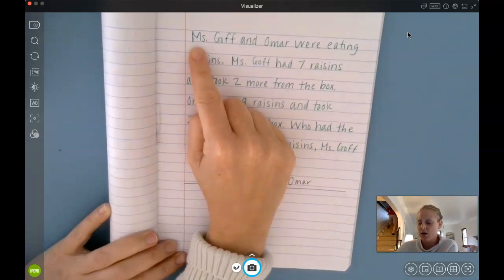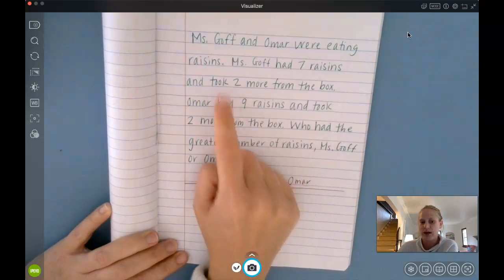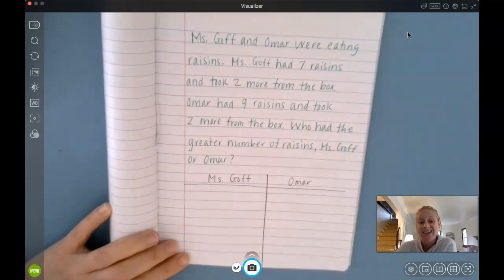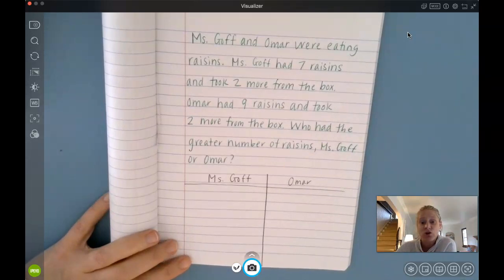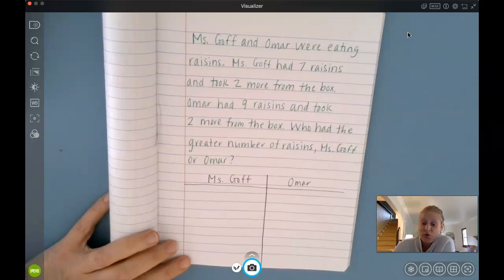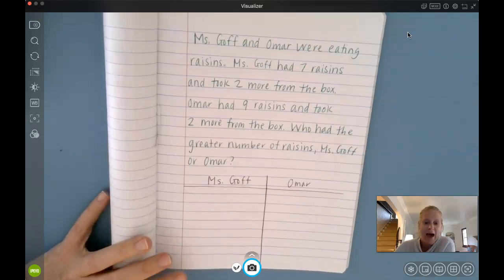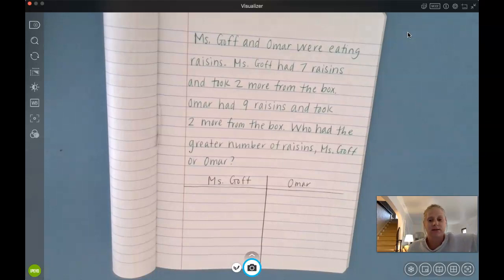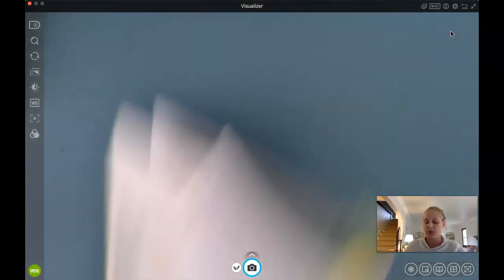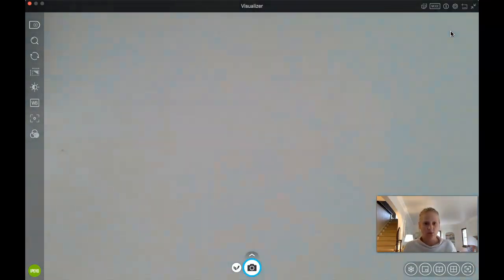Here's our story again. Miss Goth and Omar were eating raisins. Miss Goth had 7 raisins and took 2 more from the box. Omar had 9 raisins and took 2 more from the box. Who had the greater number of raisins, Miss Goth or Omar? Okay, friends, go ahead and open your eyes, and I have a question for you. I'm going to hide our problem. Who can tell me, raise your hand, what's happening in this story I just told you?